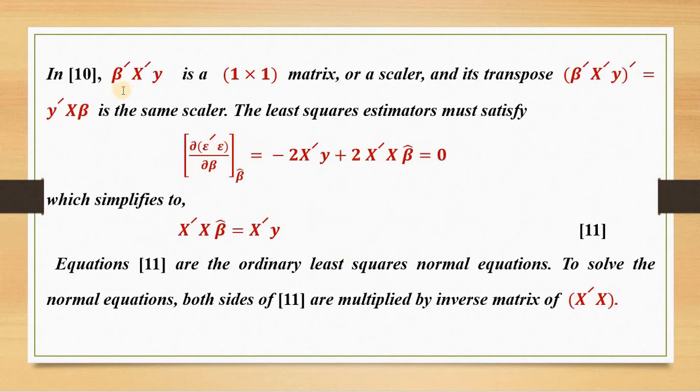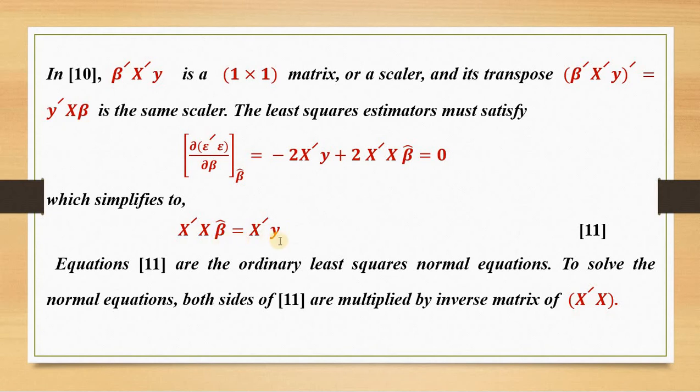In this expression, beta prime X prime y is a 1 by 1 matrix, that is, it is a scalar quantity, and therefore its transpose, (beta prime X prime y) prime, which is y prime X beta, is also the same scalar value. So the least squares estimate must satisfy del epsilon prime epsilon by del beta, which gives minus 2 X prime y plus 2 X prime X beta cap equal to 0. After simplification, we have X prime X beta cap equal to X prime y. This is the ordinary least squares normal equations.